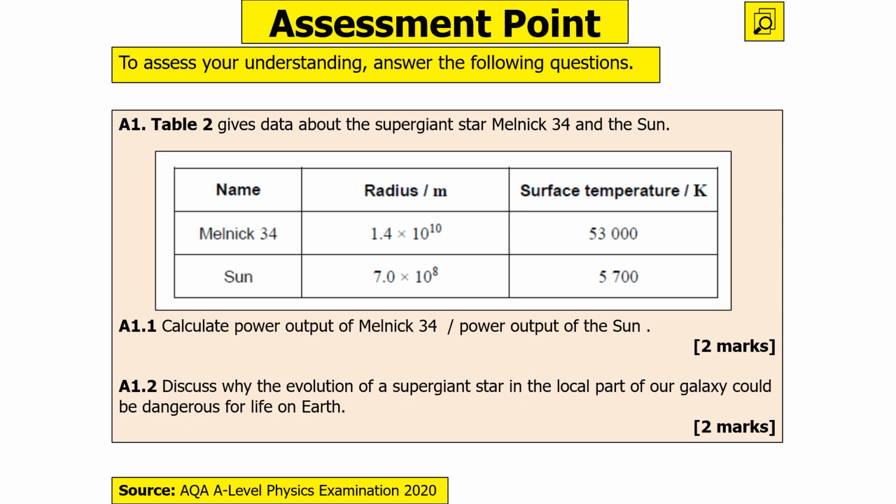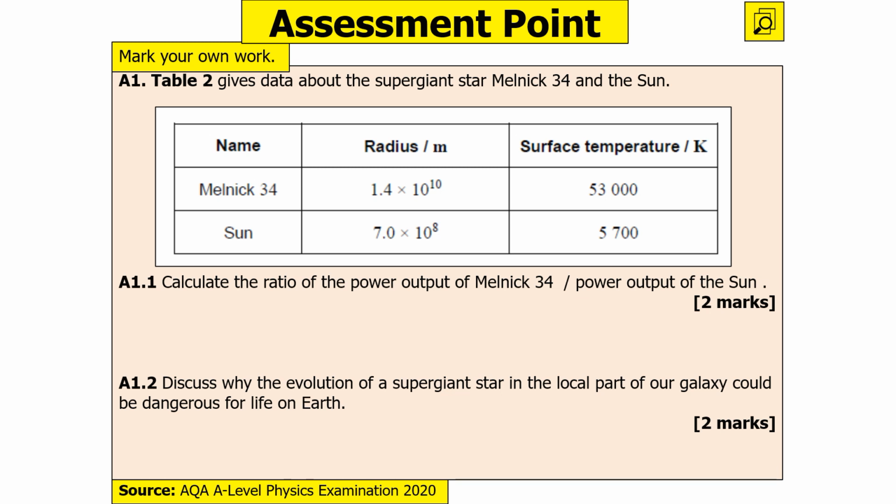Sun. Calculate the power output of Melnick 34 divided by the power output of the Sun, that ratio. Then discuss why the evolution of a supergiant star in a local part of our galaxy could be dangerous for life on Earth. So pause the video now, then unpause the video when you want to go through your answers.